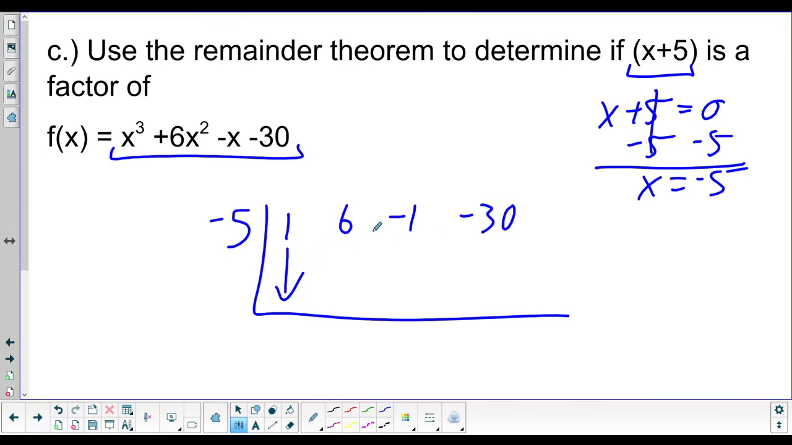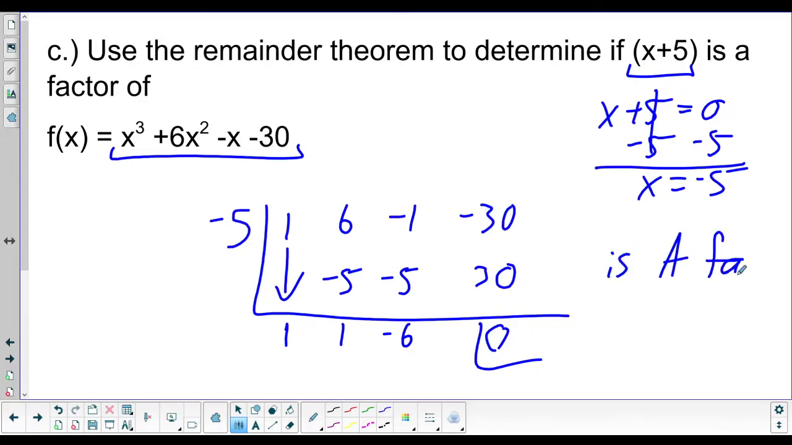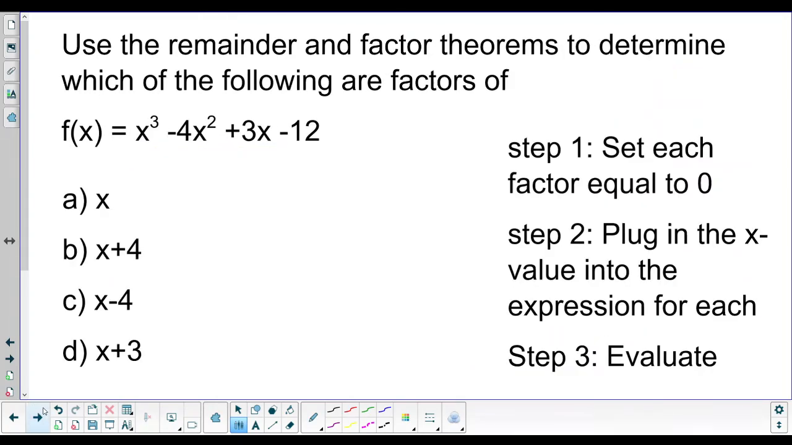Allow the first number to descend with a high temperature. 1. Multiply to the outside. -5. 6 minus 5 is 1. Times -5 is -5. This is -6 times -5 is 30. -30 plus 30 is 0. It is a factor because the remainder equals 0. Done. All right. Rapid fire.